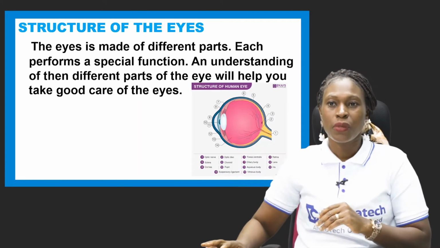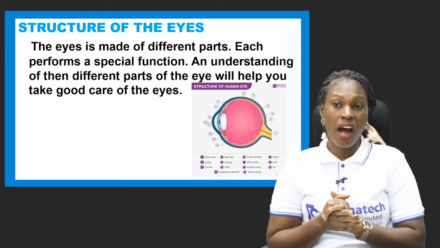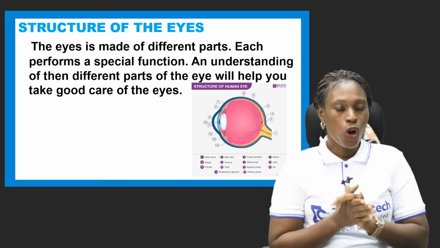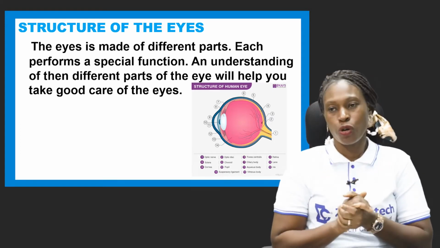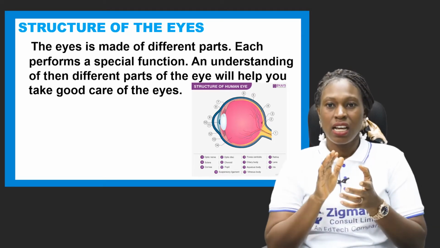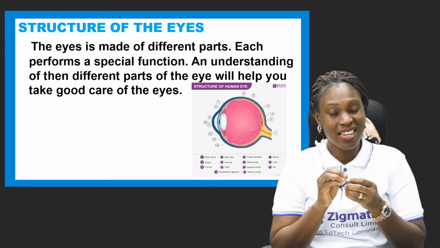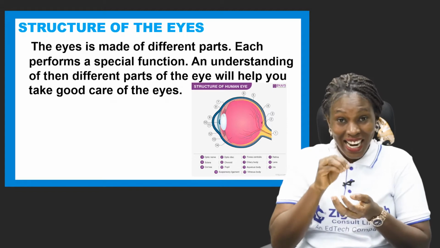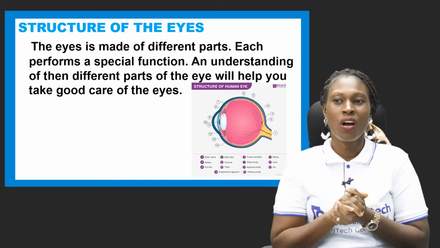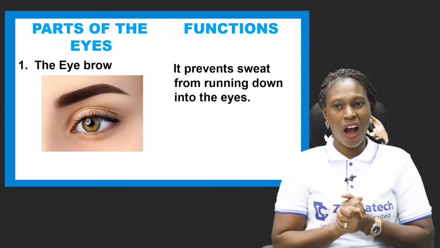Now, let's look at the structure of the eyes. The eye is made up of different parts. Each performs a special function. When you understand all that these parts do, it will help you understand how delicate they are and how you should take out time to take care of your eyes. Now, let's look at the parts of the eyes.